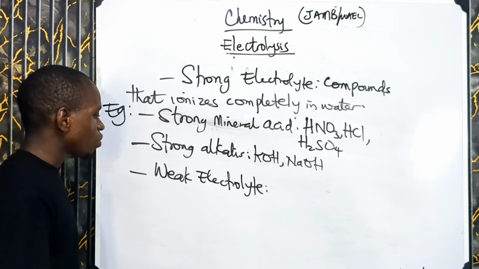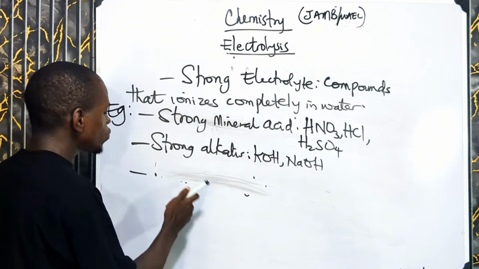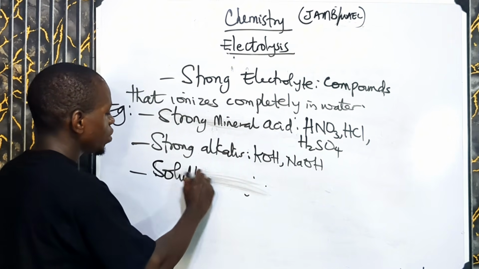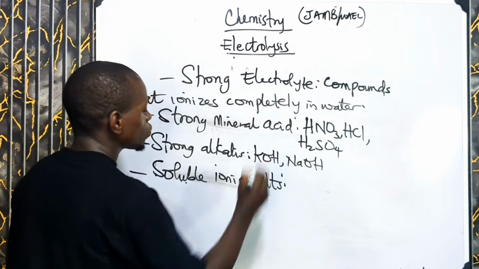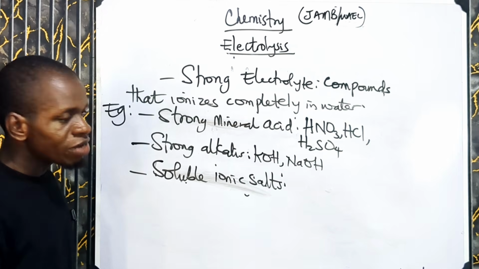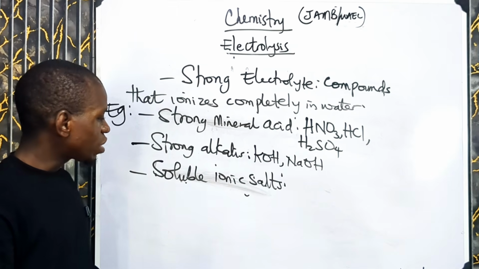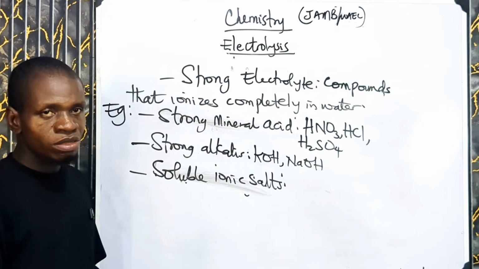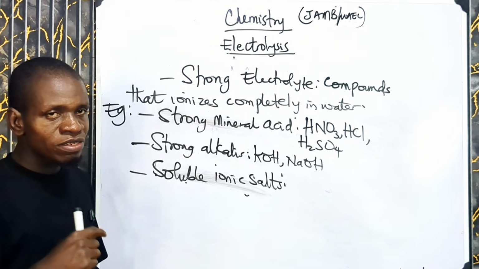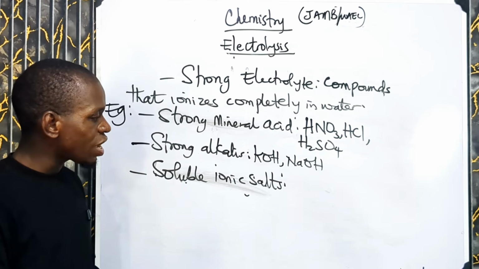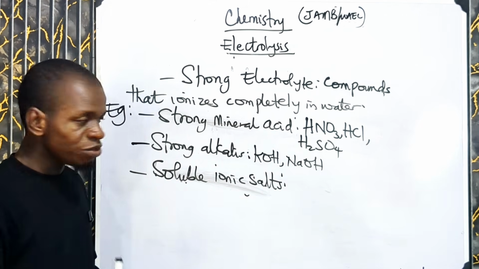Then another one is what we call soluble ionic salts. Soluble ionic salts are another category of strong electrolytes that we have. These are the ones that will give you what we call strong electrolytes. Now the question is, how can you know the ones that are soluble ionic salts? Don't worry, I'm going to let you know that in this video.